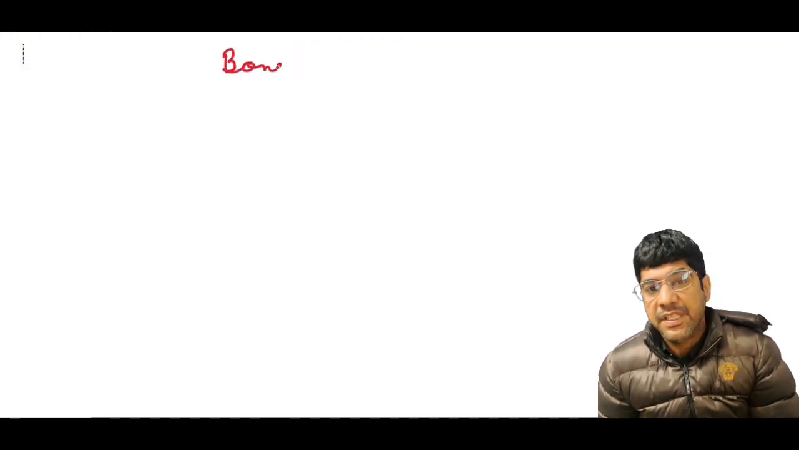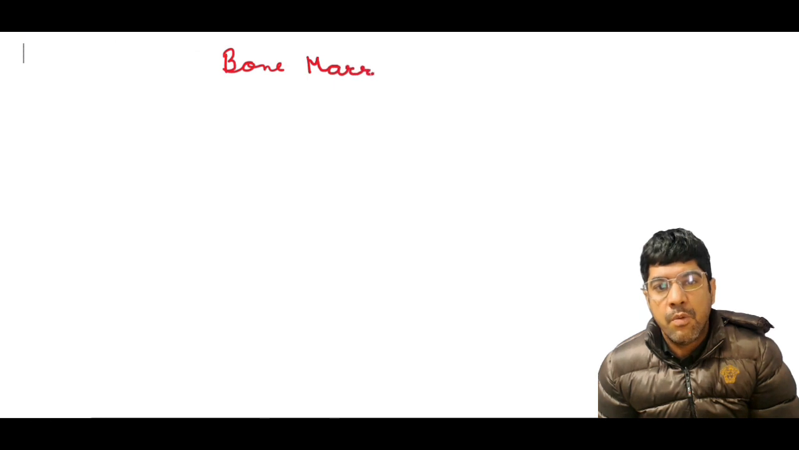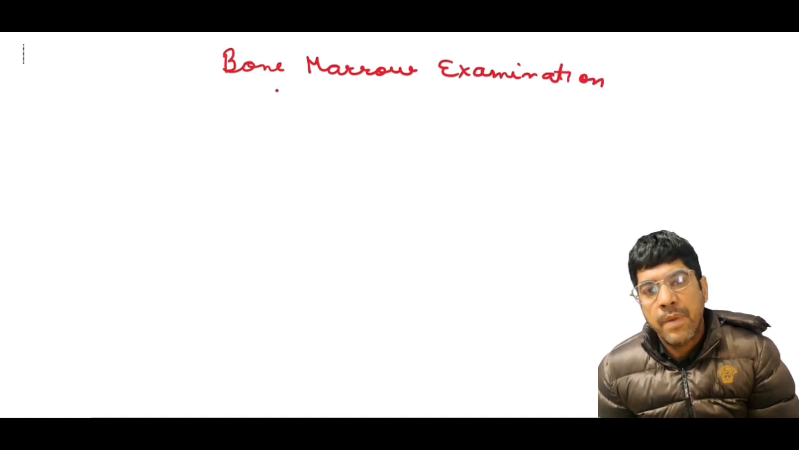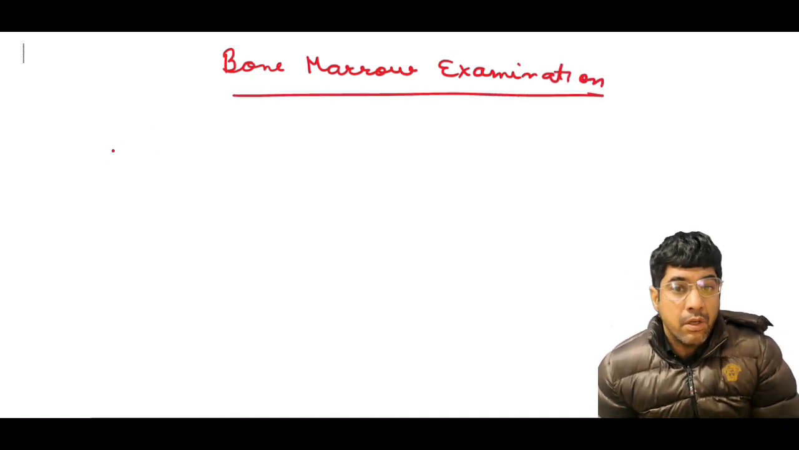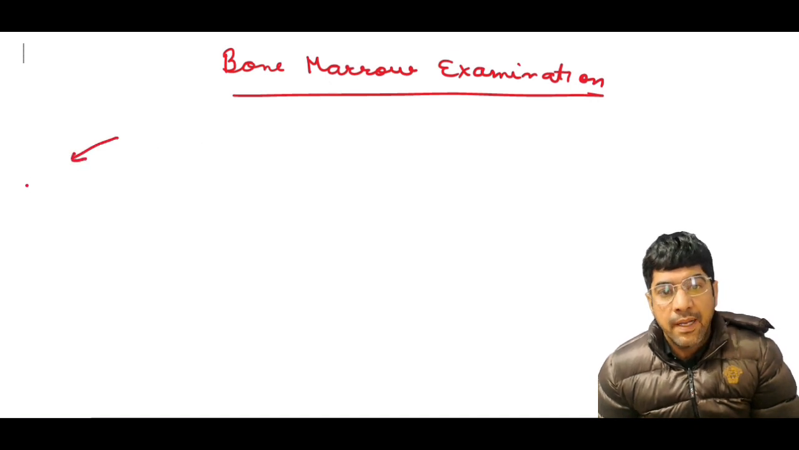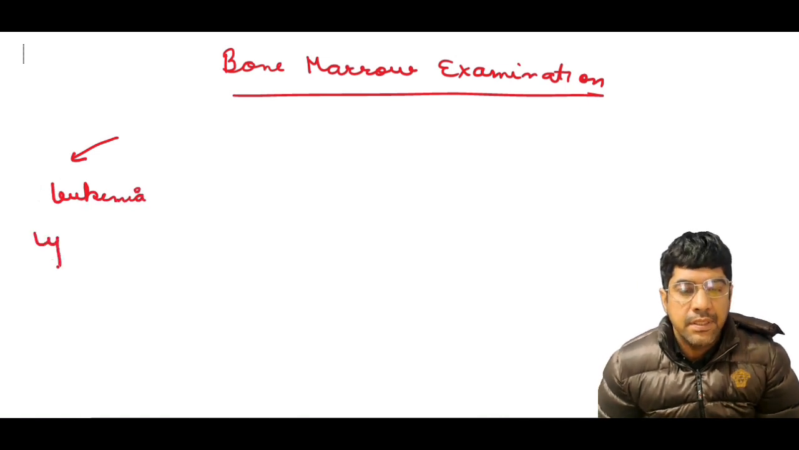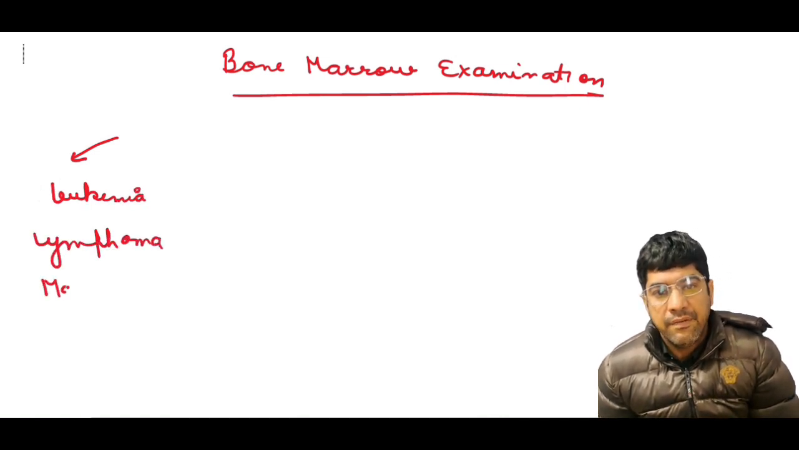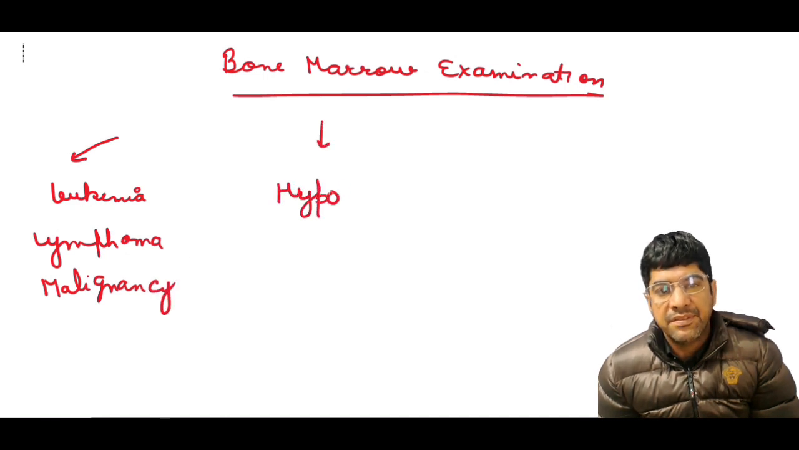The next is the bone marrow examination, that involves bone marrow aspiration and biopsy. It is a procedure that is used to evaluate the cellular composition and architecture of the bone marrow. So what are the indications of bone marrow examination? When there is suspicion of an underlying hematological disorder like leukemia, lymphoma or any malignancy. In cases where hypoproliferative anemia is suspected, a bone marrow biopsy may be necessary to rule out aplastic anemia.